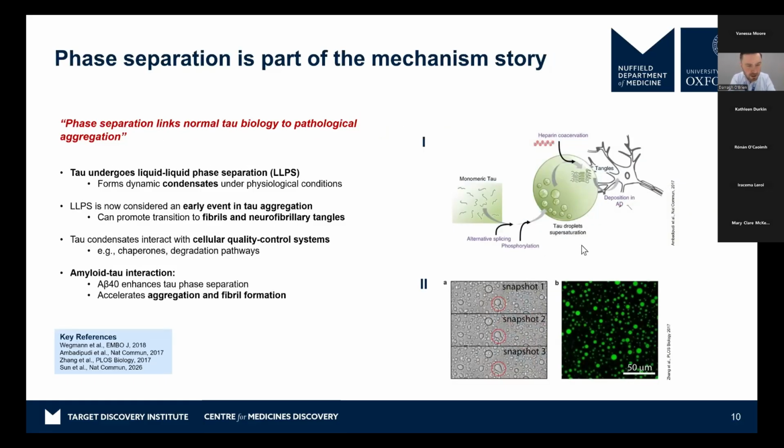More recent work has also strengthened the link between amyloid and tau. For example, amyloid beta 42 enhances tau phase separation and may accelerate tau aggregation and fibril formation.